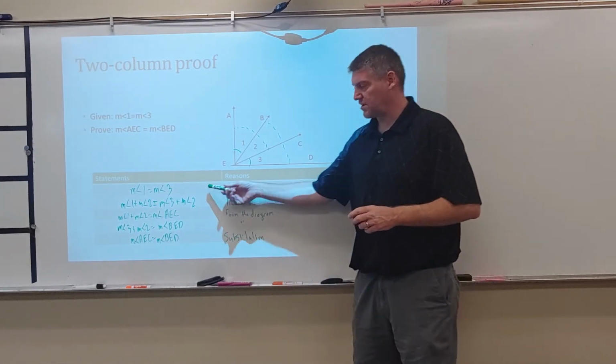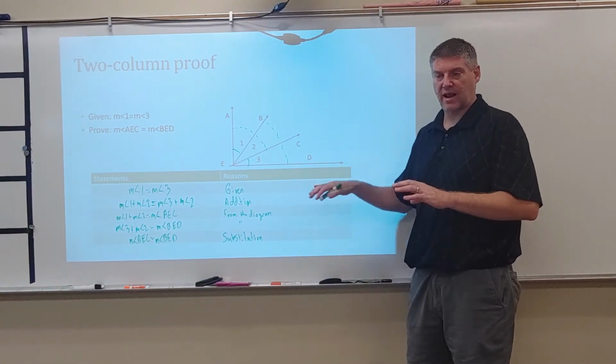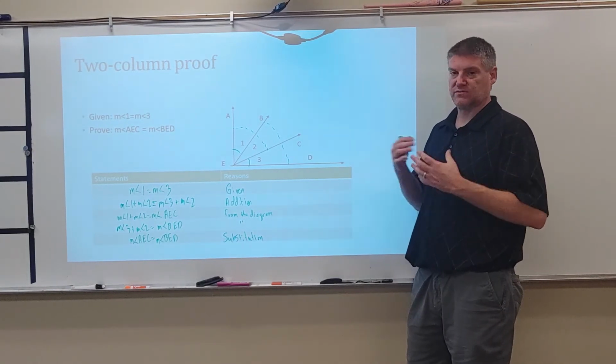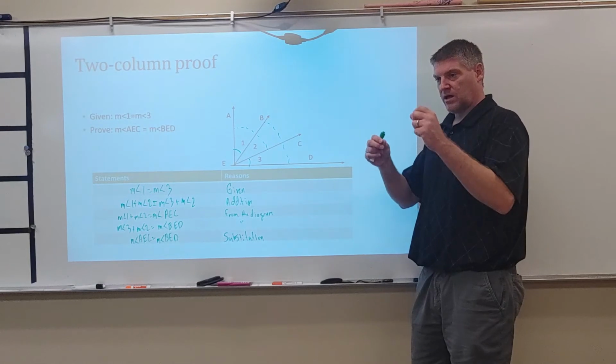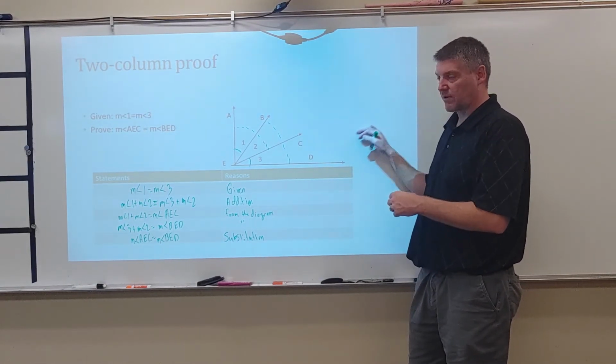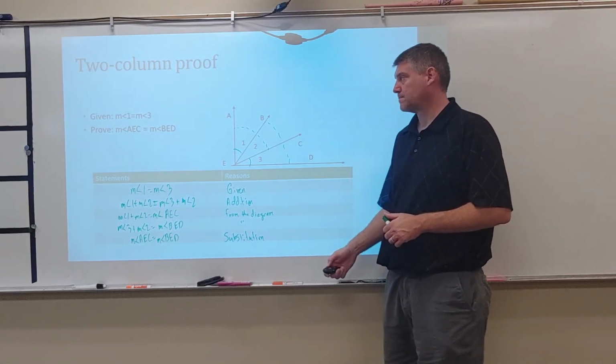You're going to start with your given. You're going to proceed from there. You guys have done this in algebra before. So if you had 2x plus 1 equals 5, and you said, well, my first step is I'm going to move the 1 over. I'm going to subtract it over, and then you had to write subtraction. That's all a two-column proof is. All right?